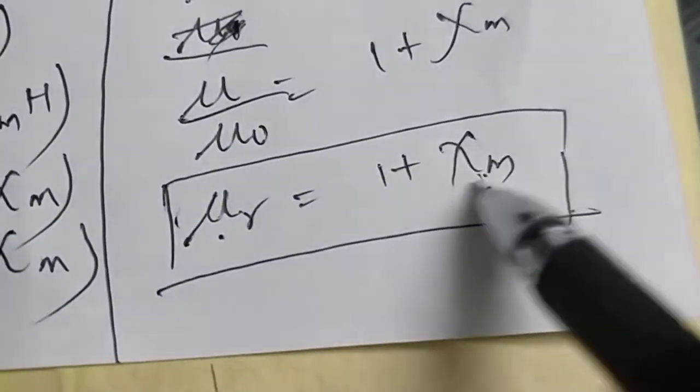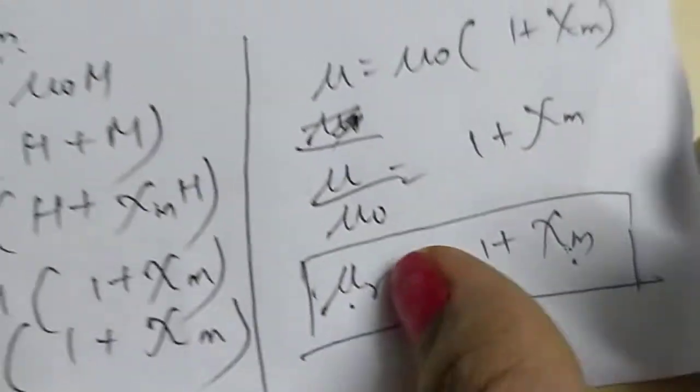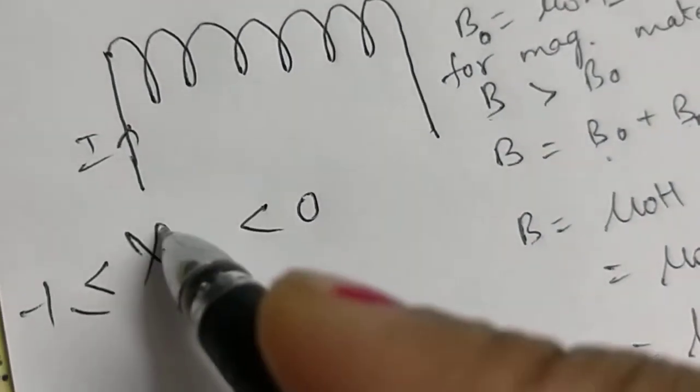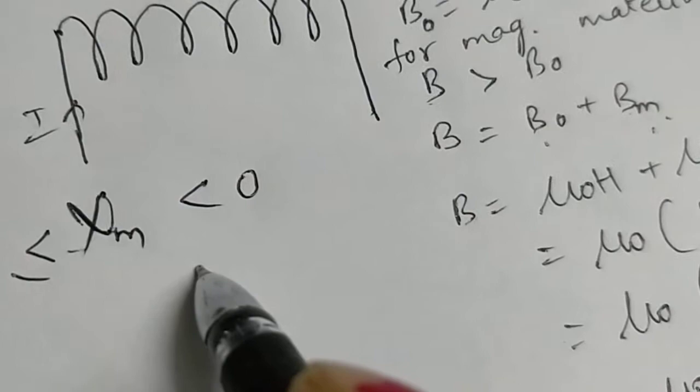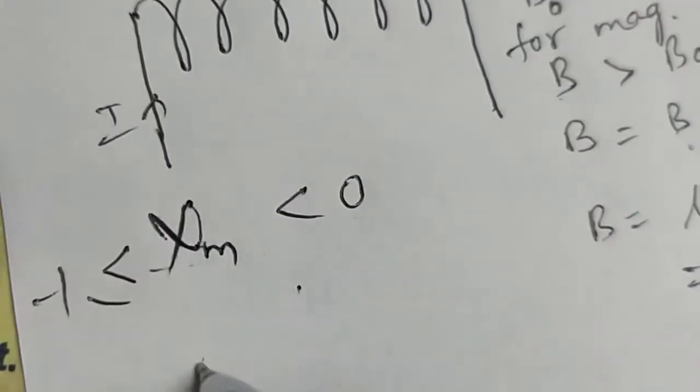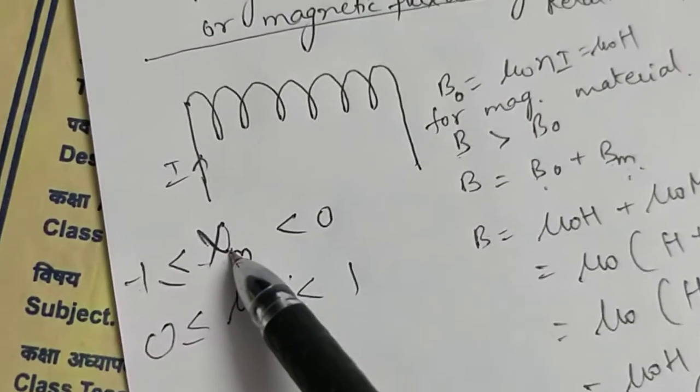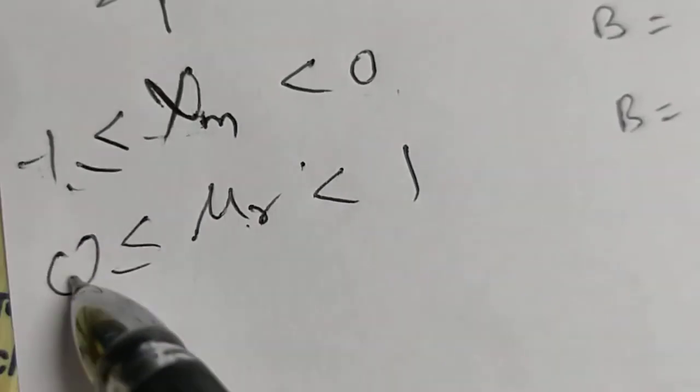If its value is between 0 and -1, that is, xi m is less than 0 and greater than or equal to -1, then the material is a diamagnetic material. And if xi m lies between them, then what about mu r? Just add 1 to all of them. This will become mu r, this will become 0, and this will become 1. So for a diamagnetic material, your magnetic susceptibility is a negative number between -1 and 0, and relative permeability is between 0 and 1.